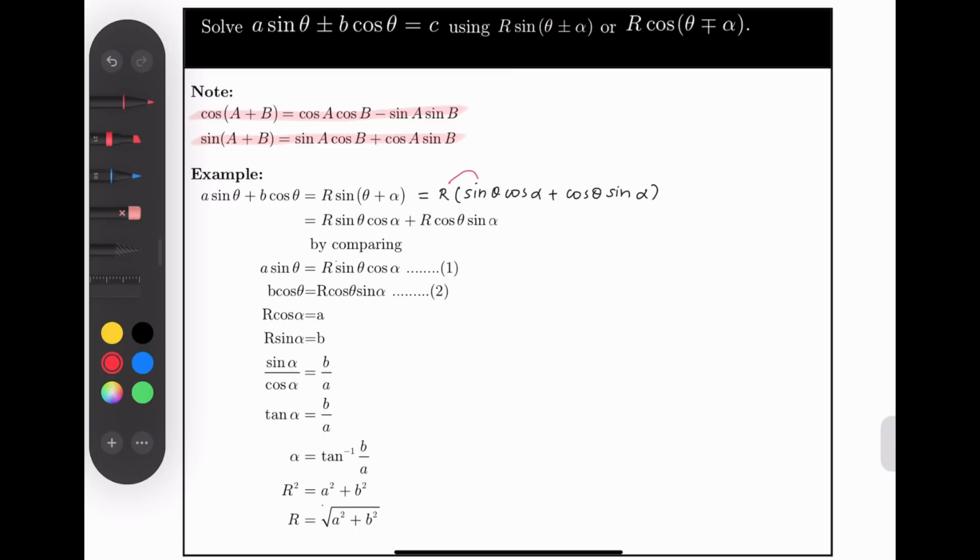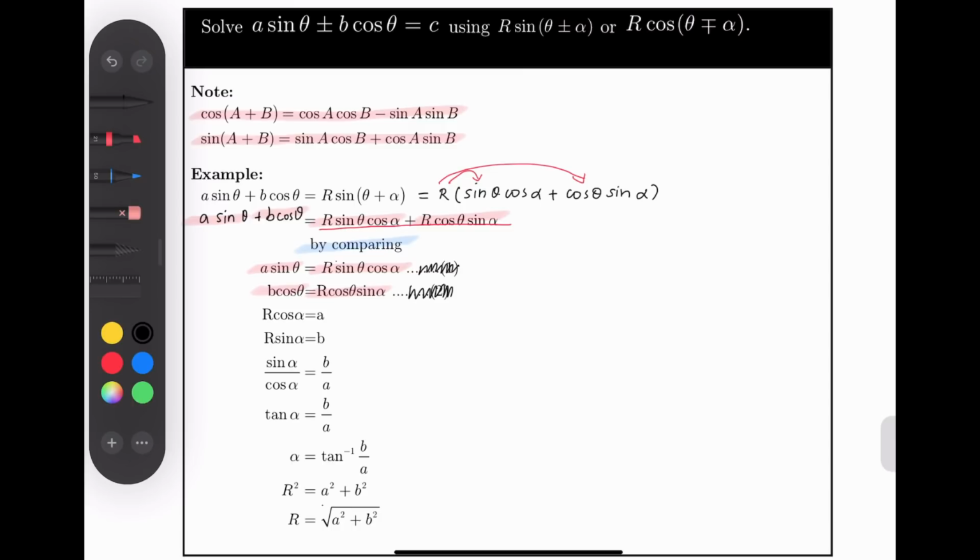Next, you need to expand the R. So it becomes R sin theta cos alpha plus R cos theta sin alpha on the right hand side. On the left hand side you're going to get A sin theta plus B cos theta. Then we're going to compare. On the left hand side, you have A sin theta, we're going to compare with R sin theta cos alpha. Next, we have B cos theta, we're going to compare with R cos theta sin alpha.